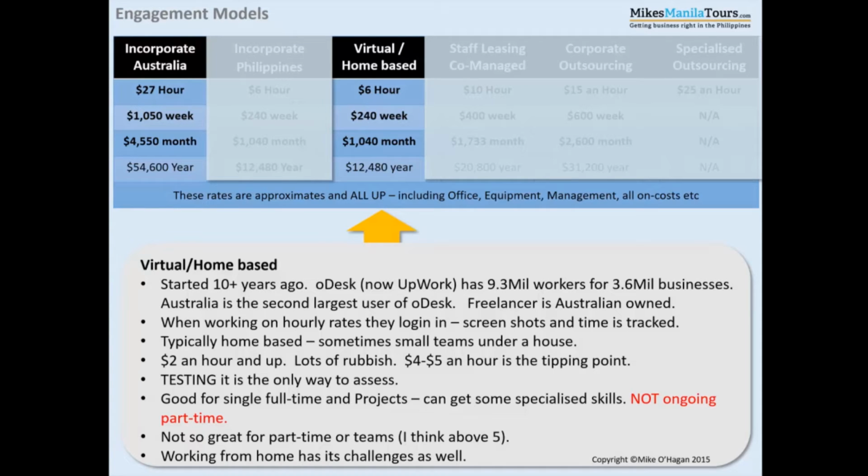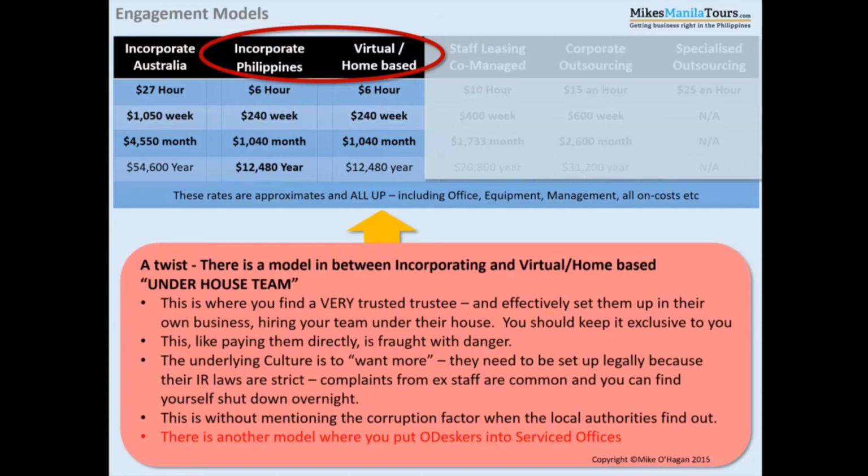However, we put it up on our board here to do our comparison, and we're looking at $6 an hour, $240 a week, $1,040 a month, $12,400 all up. Indeed, the same cost as incorporating us as well.